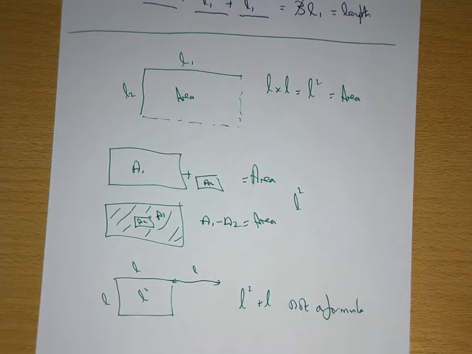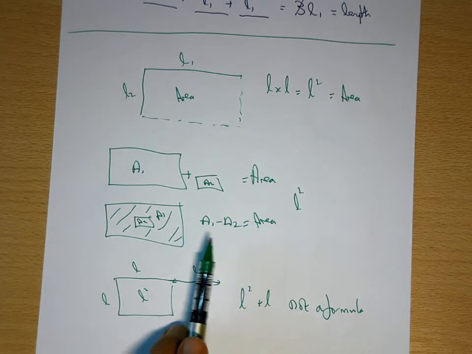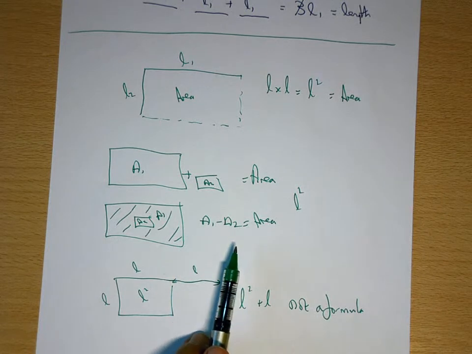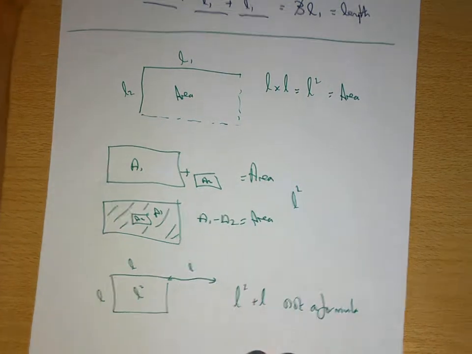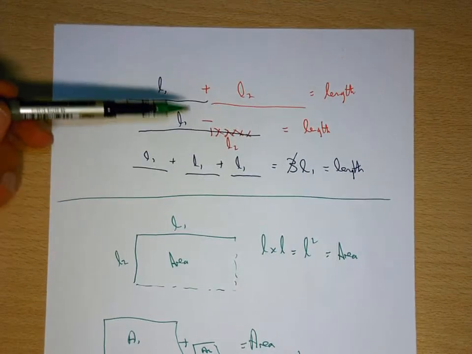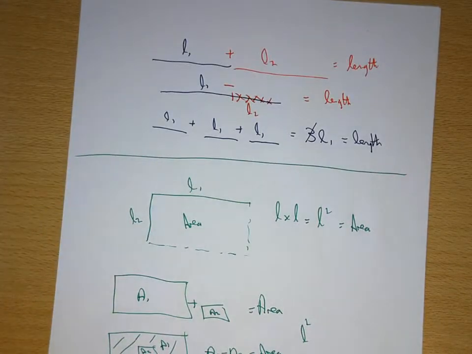So when we're looking at these questions, that's what we're testing. Are we going to end up with something that's all in terms of length, or all in terms of length squared, or, as we'll see now, length cubed? So those are lengths squared, which are areas.